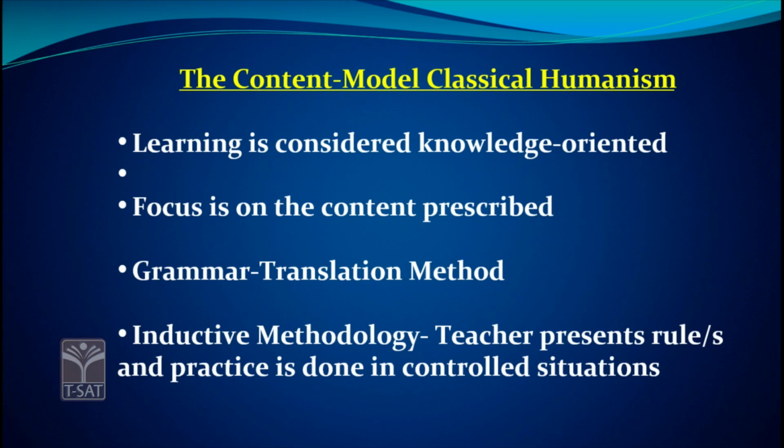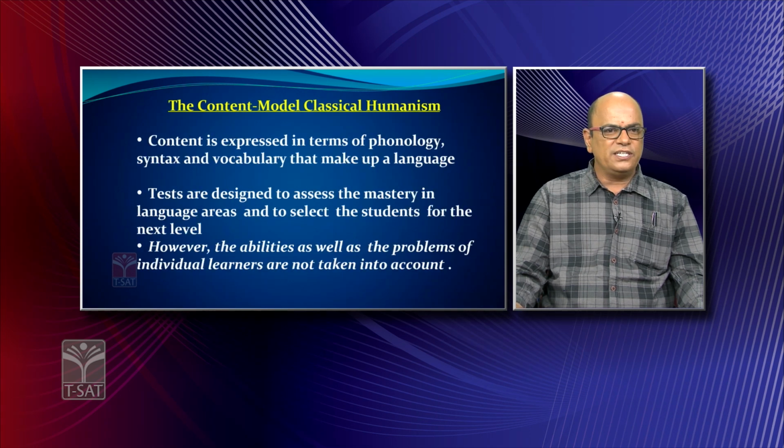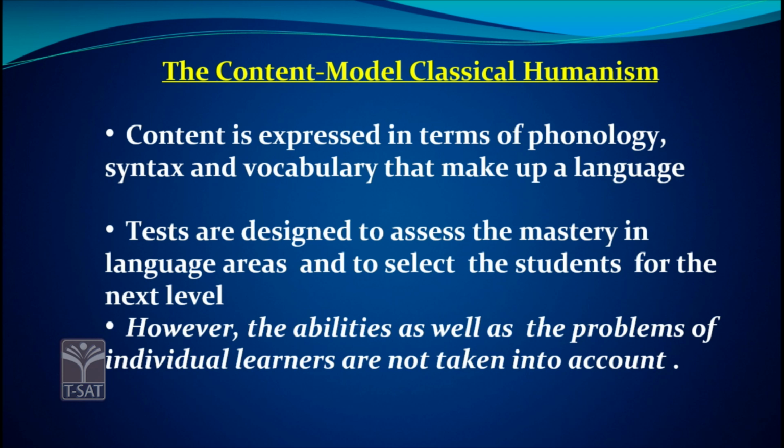The content model, classical humanism, believes that learning is knowledge oriented. The focus is on prescribed content, and it suggests the grammar translation method, and the methodology is inductive. The teacher presents rules and practice is done in controlled situations, and the content is expressed in terms of language features, that is phonology, syntax and vocabulary, that make up language. Tests are designed to assess mastery in language areas and to select the students for the next level. However, the major demerit in this method is that the abilities as well as the problems of the individual learners are not taken into account.